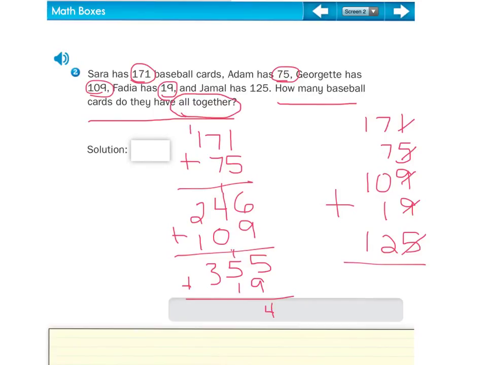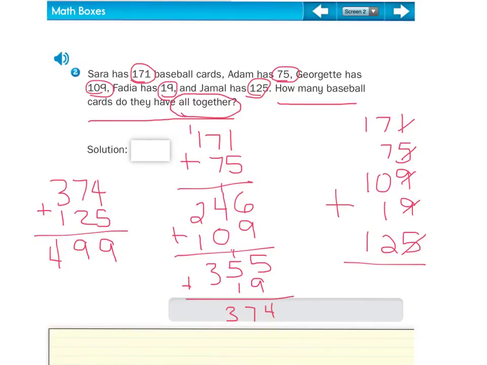1 plus 5 plus 1 is 7. 3 plus nothing is 3. I'm going to write that same number over here because I ran out of room there, because I still have one more number to add, 125. And then 4 plus 5 is 9. 7 plus 2 is 9. And 3 plus 1 is 4.